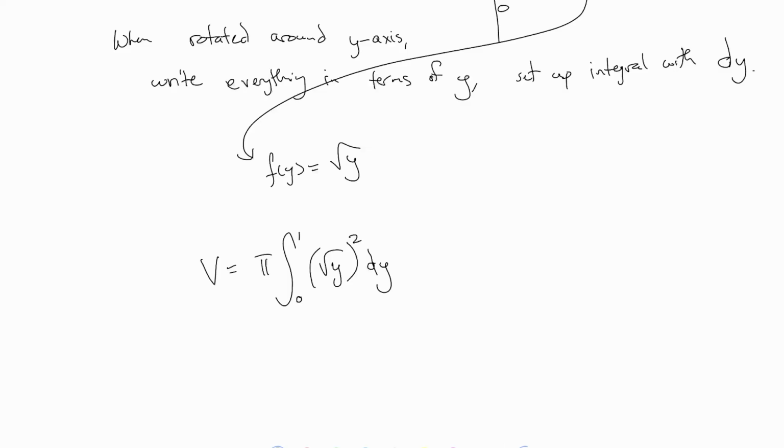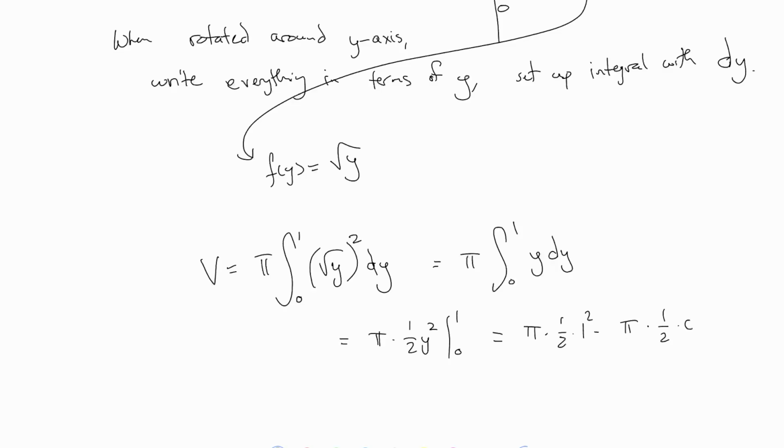So now let's just real quick do the integral. This is an easy integral. Root y squared is just y. So this is y dy. And then the antiderivative is 1/2 y squared. Plug in 0 and 1. So this is pi times 1/2 times 1 squared minus pi times 1/2 times 0 squared. Pi over 2 is the answer. All right, that's the volume of this paraboloid.